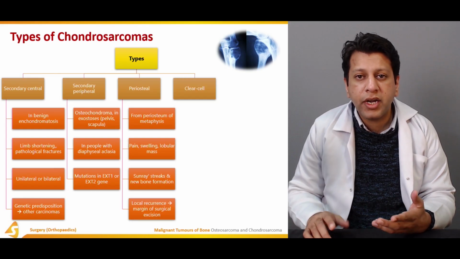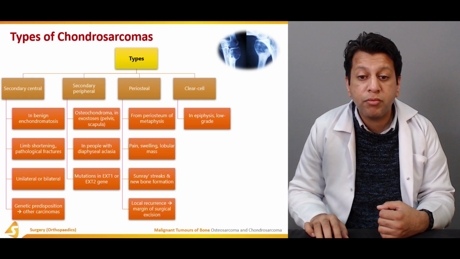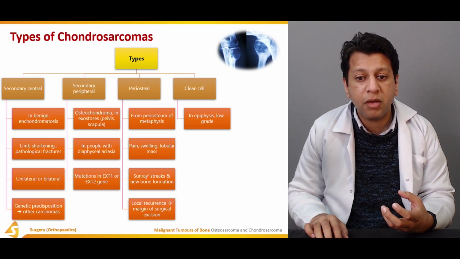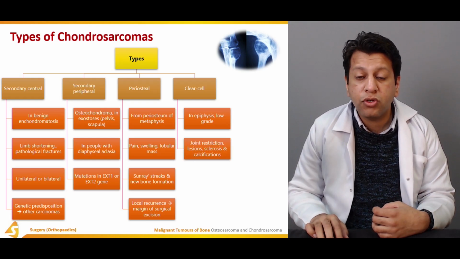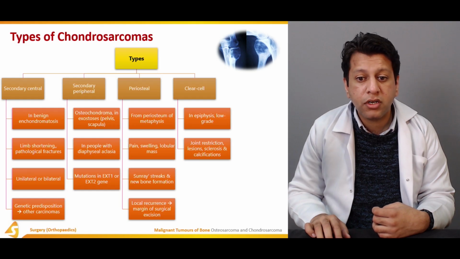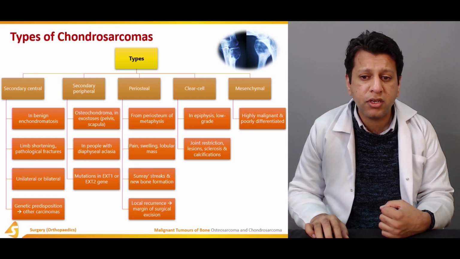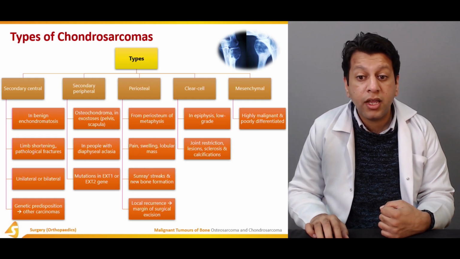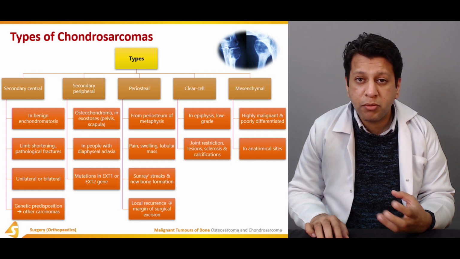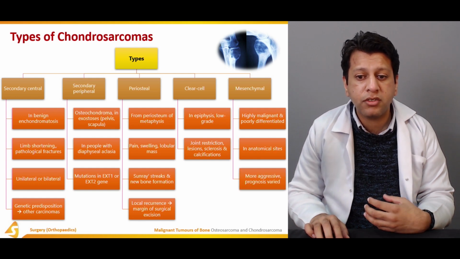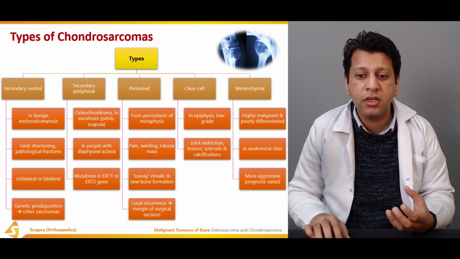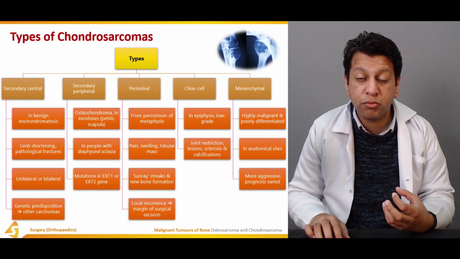Then there's a variety called clear cell chondrosarcoma. It's in the epiphysis and is low grade. It usually presents with joint destruction, lytic lesions, sclerosis, and calcifications. Then there is the mesenchymal type as well, which is highly malignant and poorly differentiated, and usually presents in various anatomical sites, more in the epiphysis, and has a more aggressive course and poor prognosis.